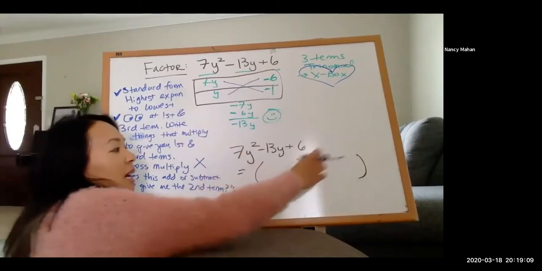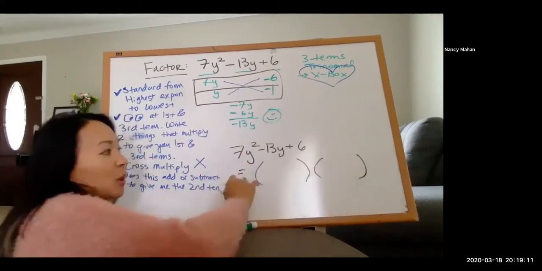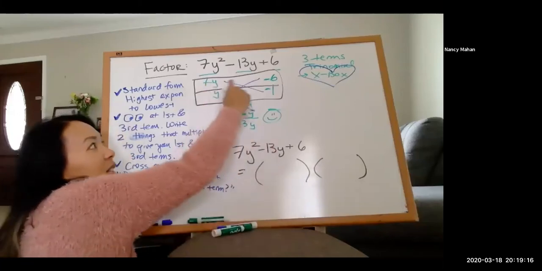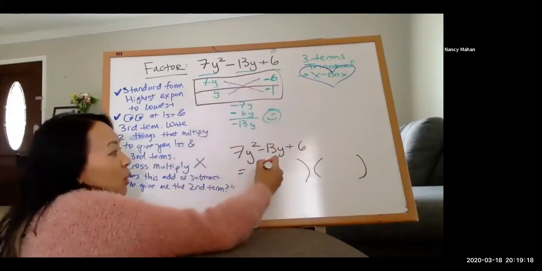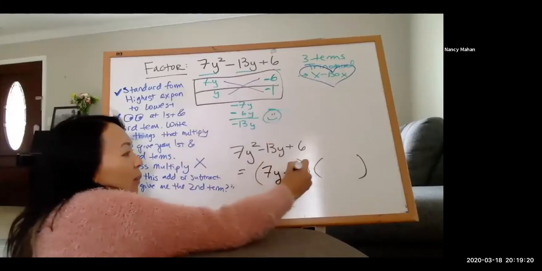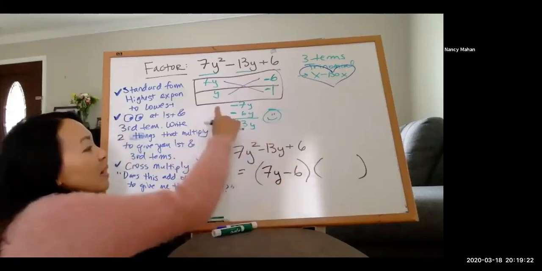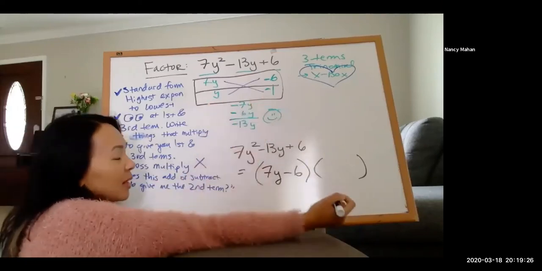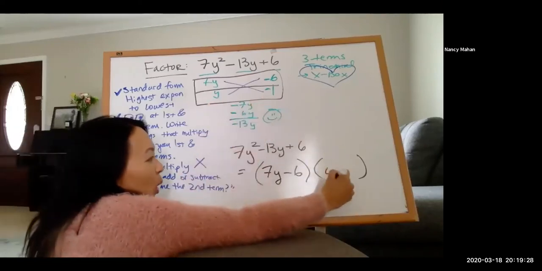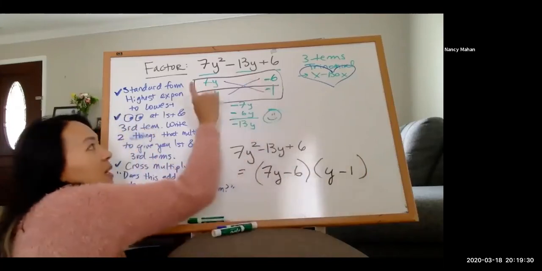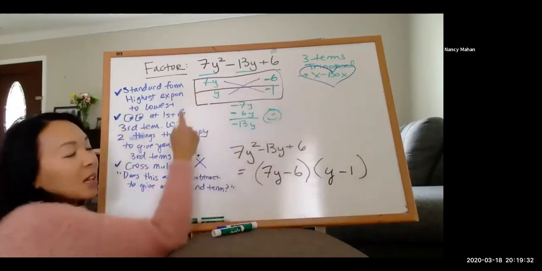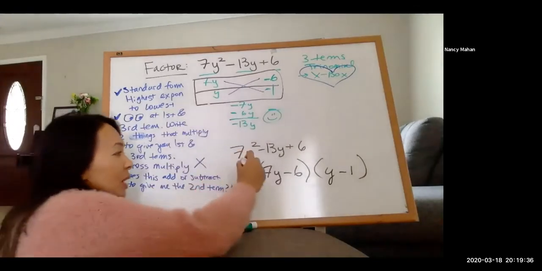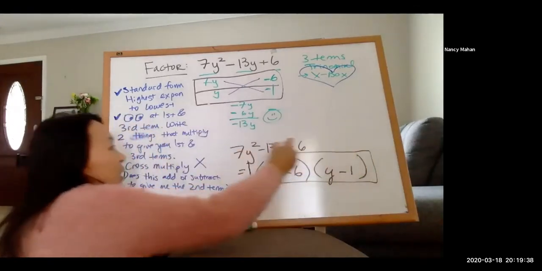When you write it as a product of two or more things, the first thing that goes in the first parentheses is the first horizontal box, 7y minus 6. And the thing that goes in the second parentheses is the box below, which is y minus 1. So boxing it helps you remember that you're writing your answers horizontally. So this is the answer when you factor.